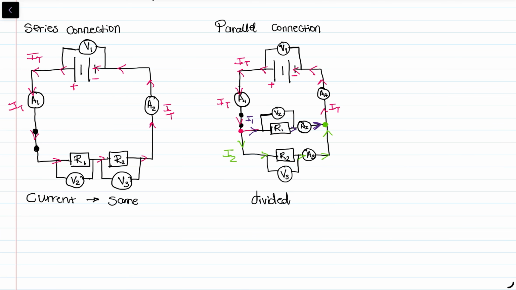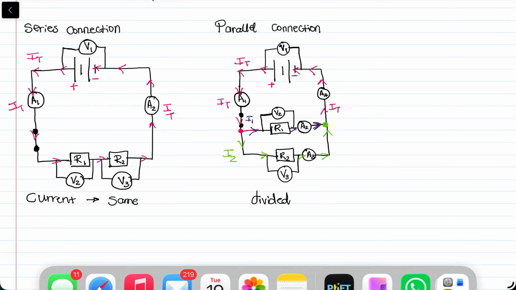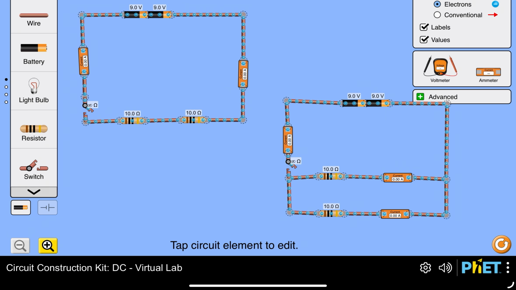So meaning that if you find two resistors which have the same current, or which are experiencing the same current, it means that they are in series. And if they're experiencing different current, it means that they are parallel to each other. So then I want us to use PhET simulations to actually see what we were talking about.